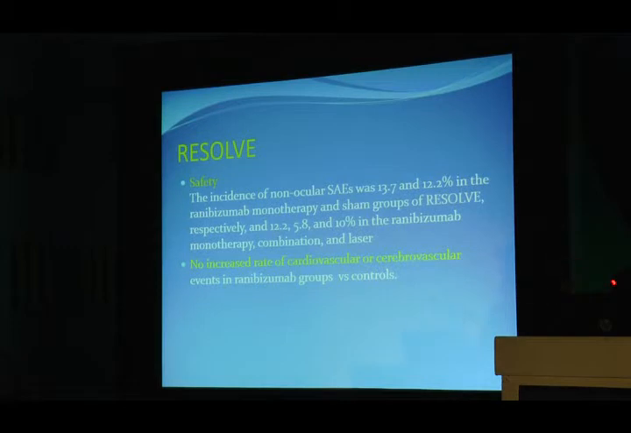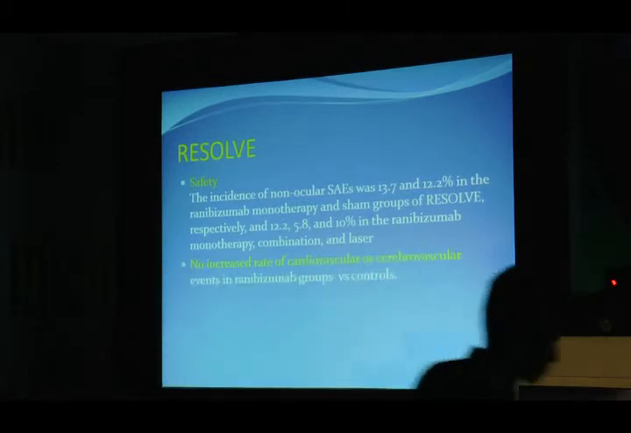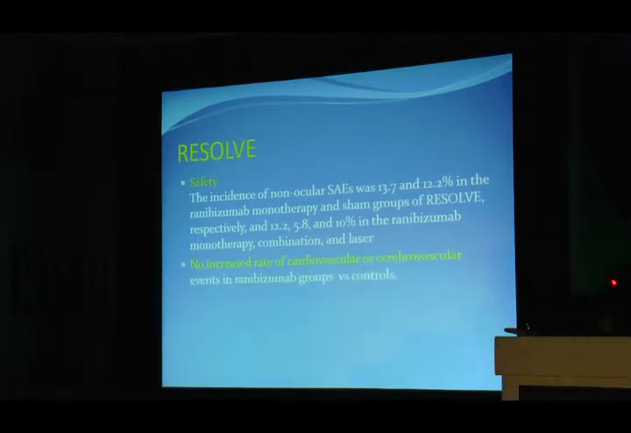And it also gave us insight about the safety of these anti-VEGF drugs. It was seen that there were no non-ocular serious adverse events or increased risk of cardiovascular or cerebrovascular accident in the ranibizumab group versus the control group, which was one important finding. Even practically, when you're treating patients, you need to convince them that you're not going to harm them.